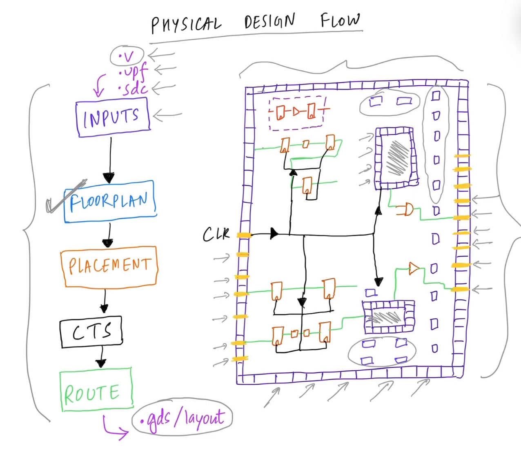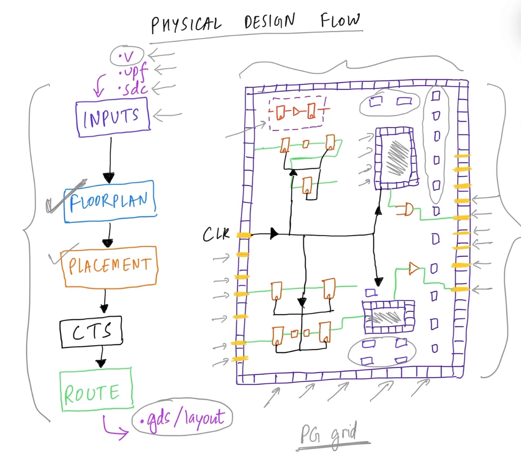And lastly, the most important thing which happens during the floor plan step is the PG grid creation, which basically means that a power delivery network will be created using metal layers to deliver power to the standard cells which will be placed in your design. Voltage area creation also happens during floor plan stage. So for example, if you have multiple power domains in your design, then there will be multiple voltage areas. So that will also be happening during this stage.